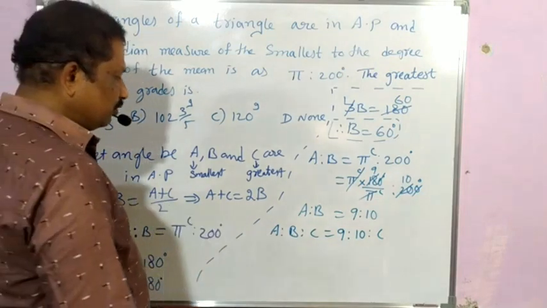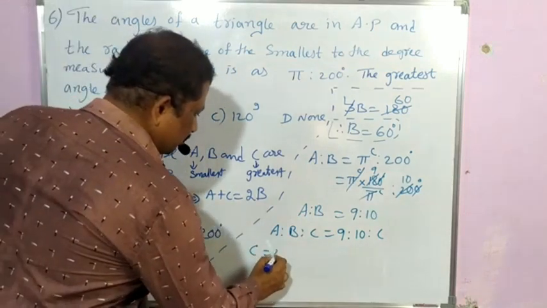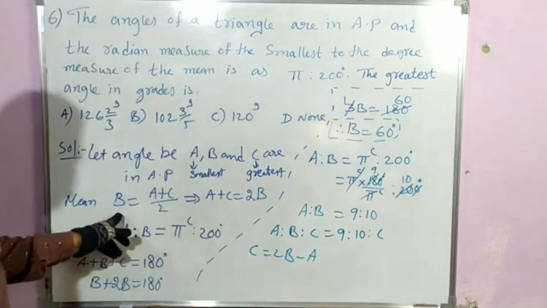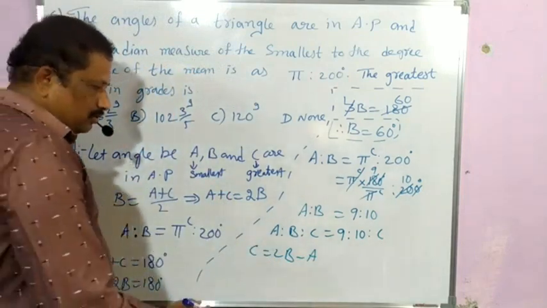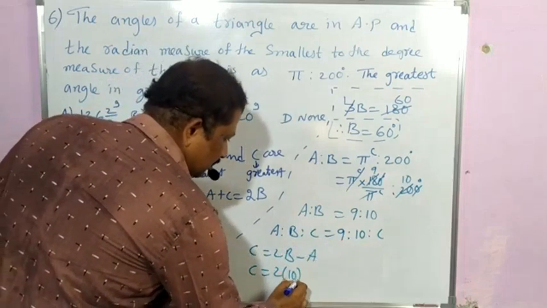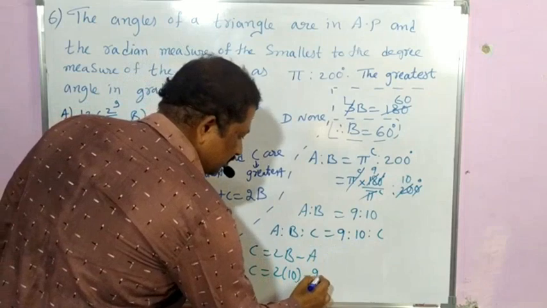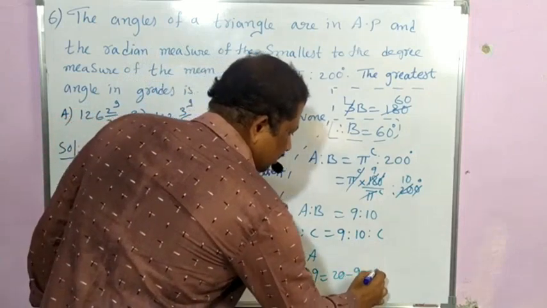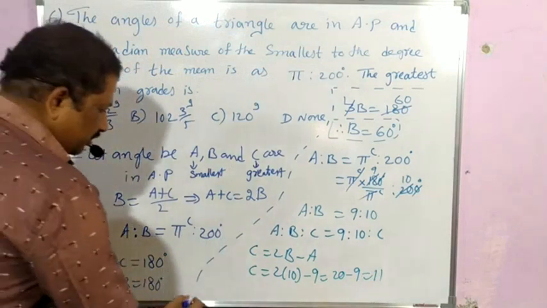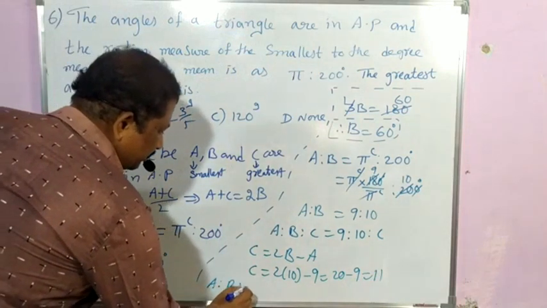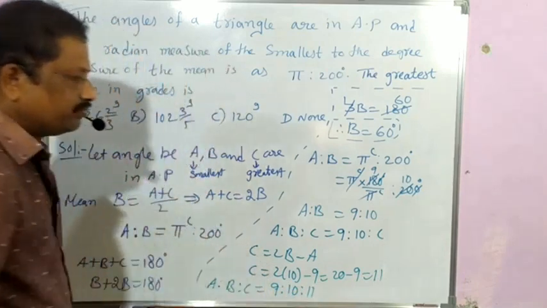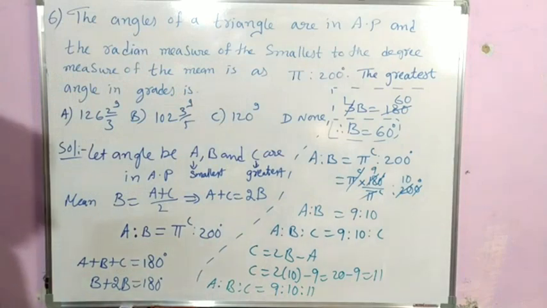A plus C is equal to 2B. C is equal to 2B minus A. From this ratio, B value how much? 10. A value 9. 20 minus 9, 11. So C's ratio is 11. So what is the ratio? A is to B is to C is equal to 9 is to 10 is to 11. Okay, clear?